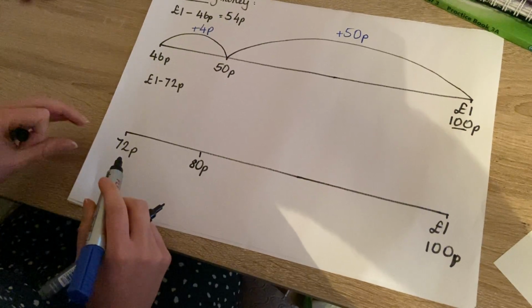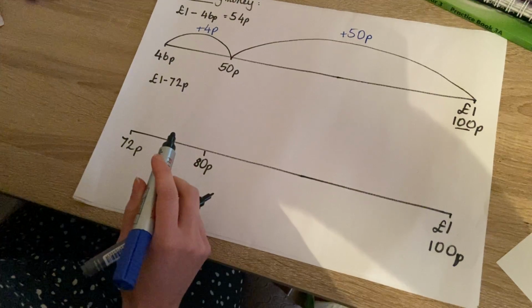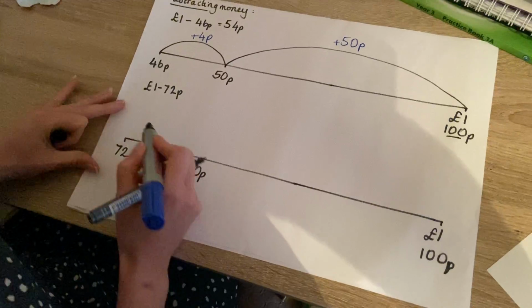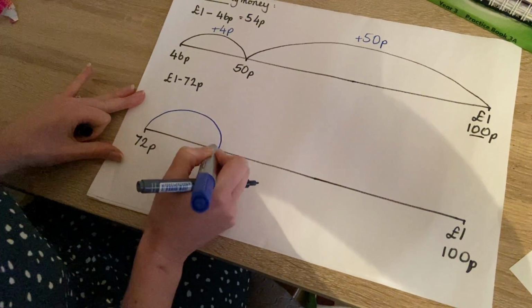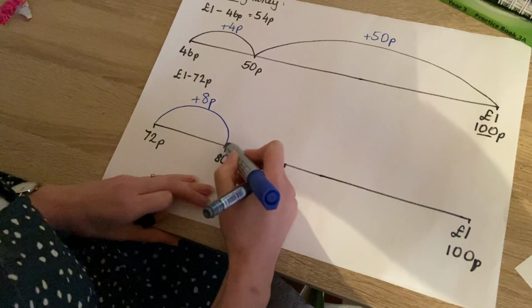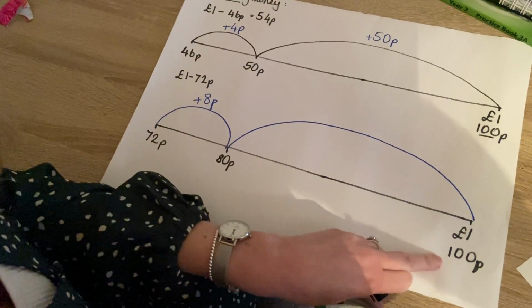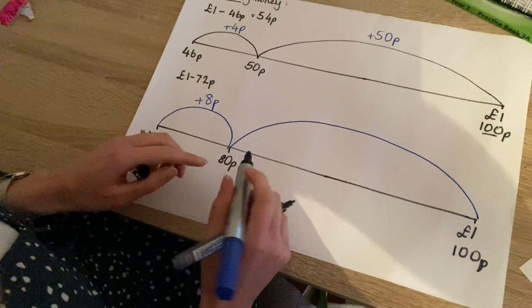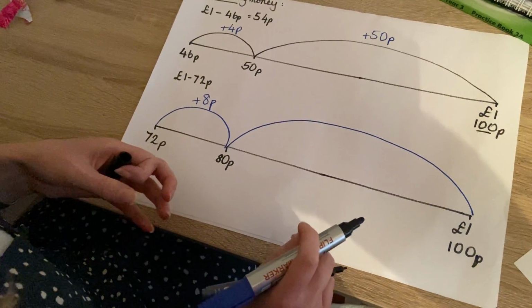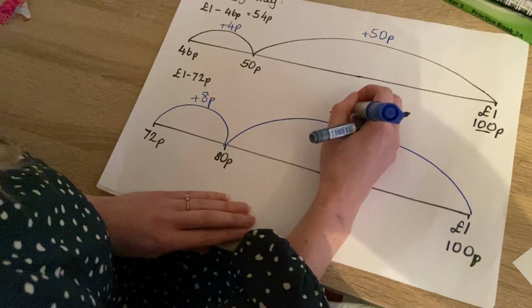So I'm thinking in my head, what do I add to 2 to get to the next 10? So that is 8. 2 add 8 makes 10. So 72p add 8p will make 80p. So I'm going to put a jump of 8p there. Okay, next I'm going to make the jump from 80p to £1 or 80p to 100p. And again, I can use my number bond. So 8 add what makes 10? It's 2. So 80 add 20 will make 100p or £1. So I've got to add 20p.